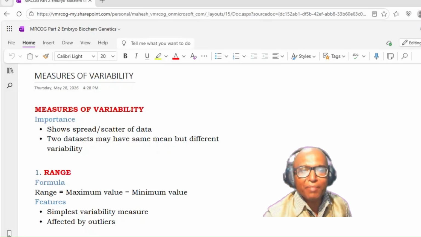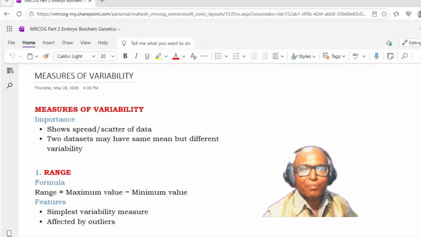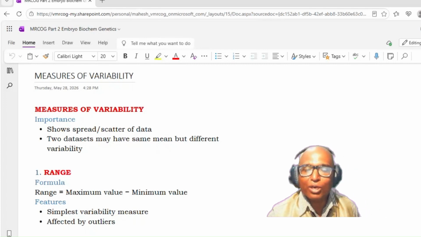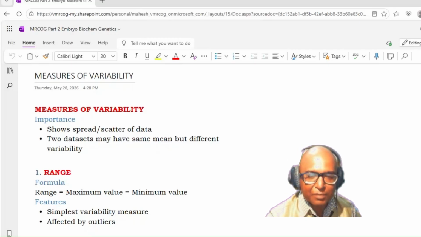So what is the measure of variability? It shows the spread or the scatter of the data. Two data sets may have the same mean but different variability. So when you have two data sets, both may have the same mean, but each observation may be behaving differently around the mean. How is the behavior with respect to the mean in two observations? That all we are going to discuss in the measures of variability.